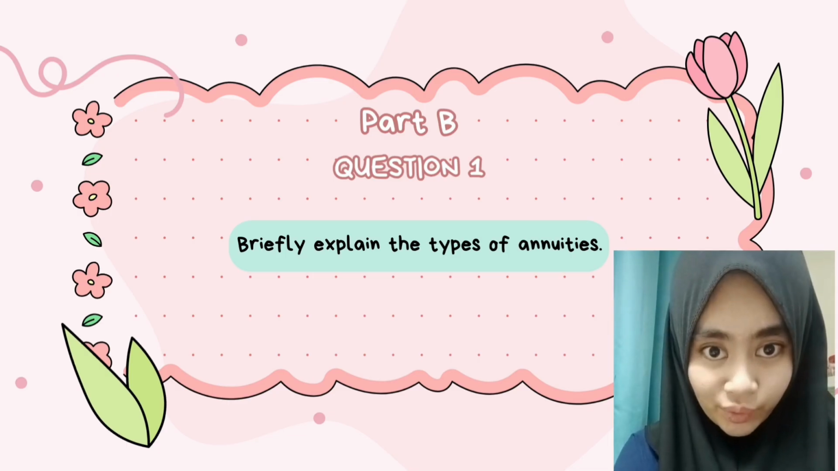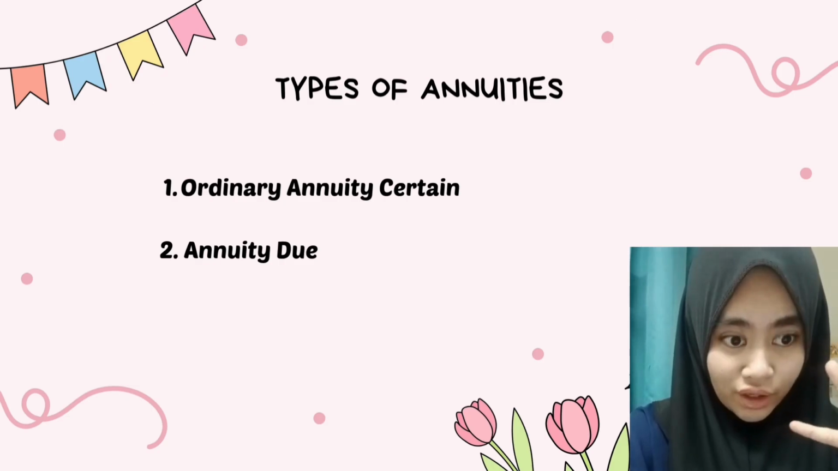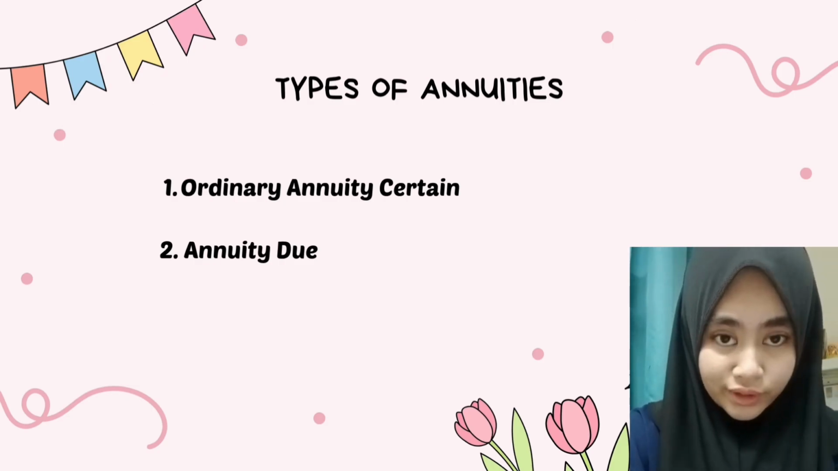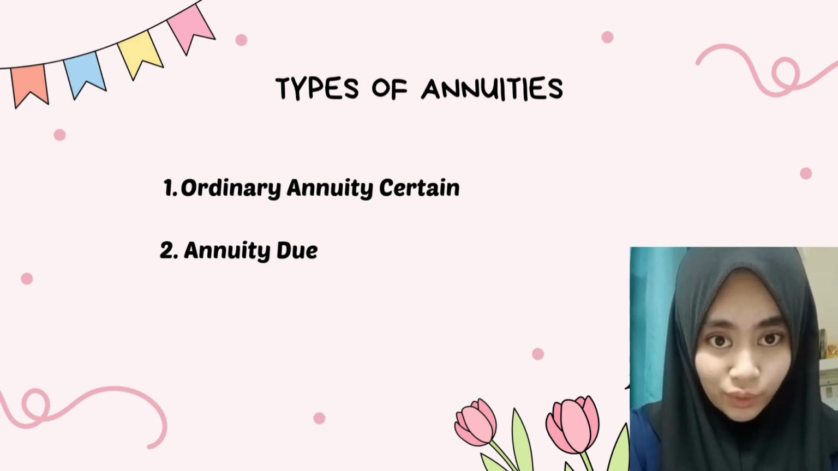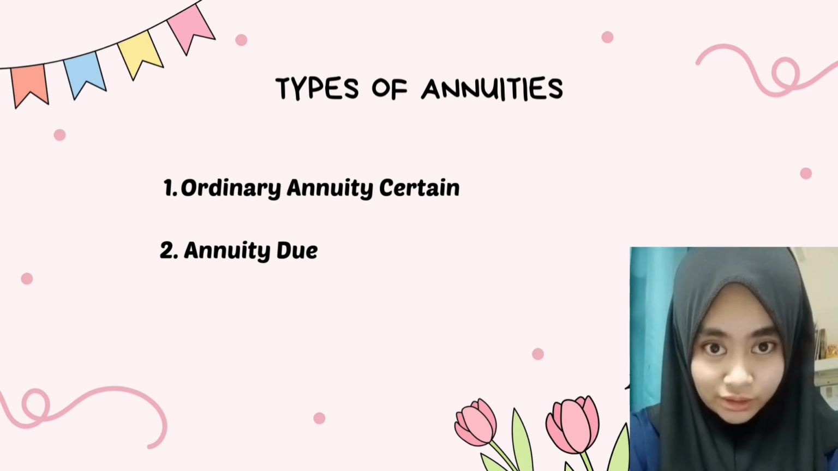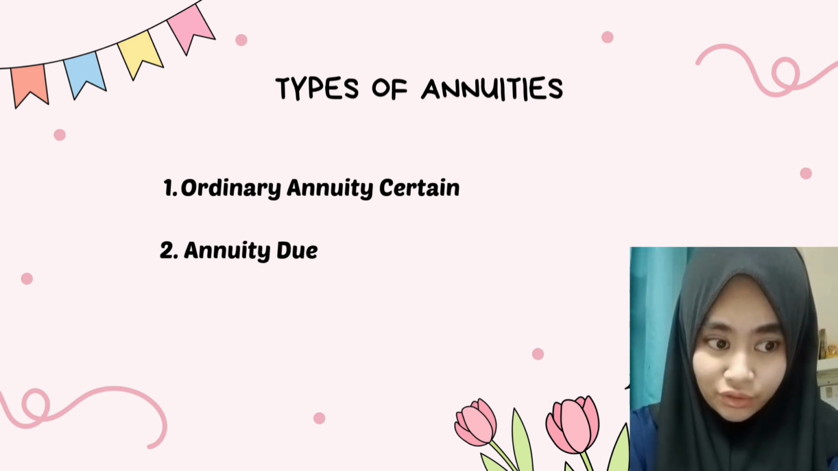For part B, question 1, briefly explain the types of annuities. There are two types of annuities. First, we have ordinary annuity certain, and second, we have annuity due. Ordinary annuity certain is a series of payments that are made at the end of each payment interval. For example, if payment periods are made in terms of month, then the payments are made at the end of each month, while annuity due is a series of payments that are made at the beginning of each payment interval.